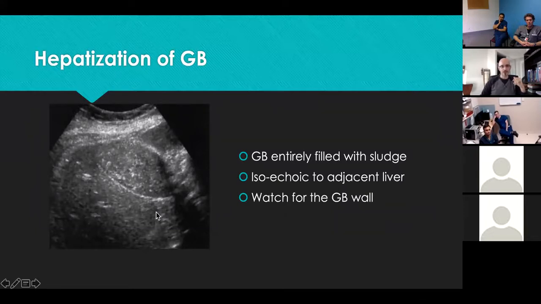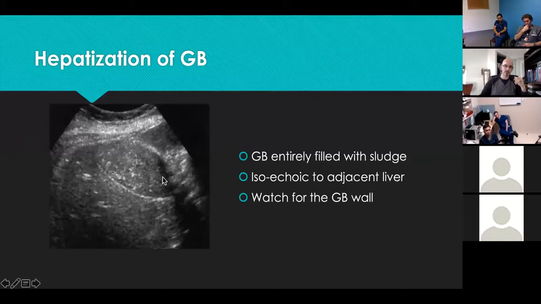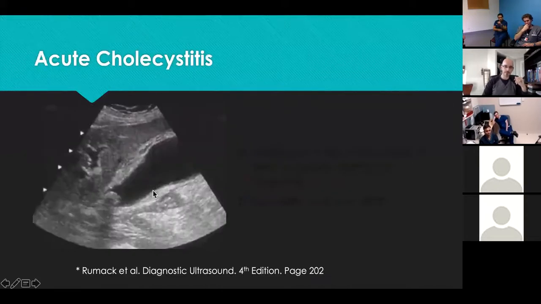It can fill the whole gallbladder, and if it fills the whole gallbladder, you might miss the gallbladder altogether because it will look pretty much exactly the same as the liver. The trick is to just look for the gallbladder wall, which you can still see. By the way, this is called the hepatization of the gallbladder.